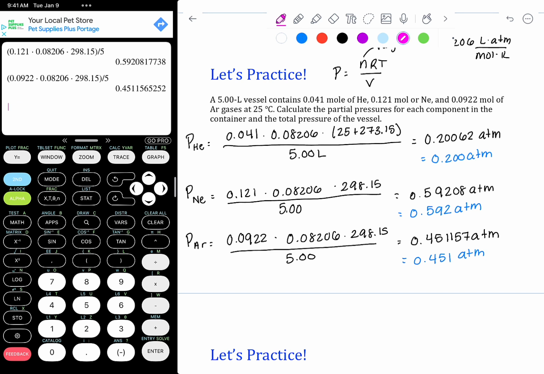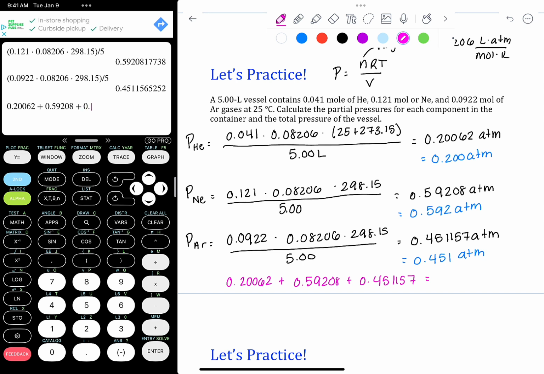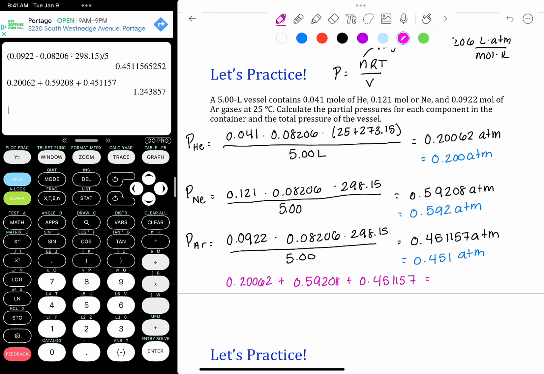Now we want to take all of those individual partial pressures, add them up to find the total pressure. So we're going to take 0.20062 plus 0.59208 plus 0.451157, and we get a total pressure with 3 sig figs of 1.24 atm as the total.